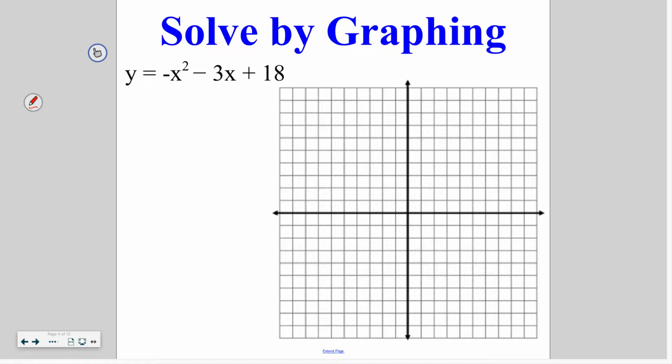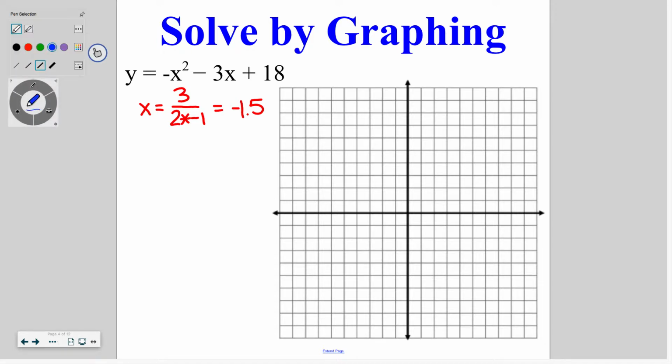So when we are starting this, we're going to use our skills from lesson 9.1, which was graphing using those characteristics. You can graph by table, but that's going to take a lot longer. So remember, our first job is to find our axis of symmetry. So we're going to take negative b, which is going to be positive 3, over 2 times our a value. In this case, we are going to get negative 1.5. Our next goal is to plug that back in to find the y coordinate.